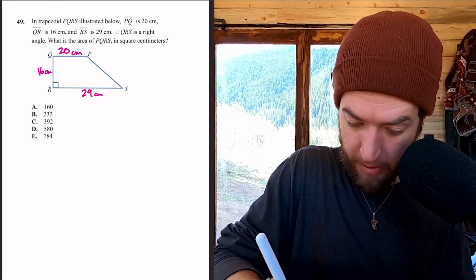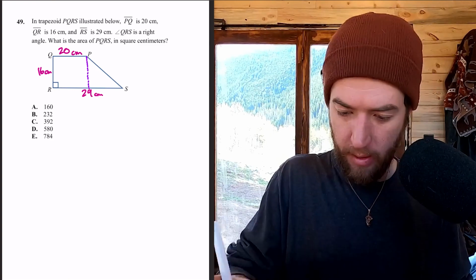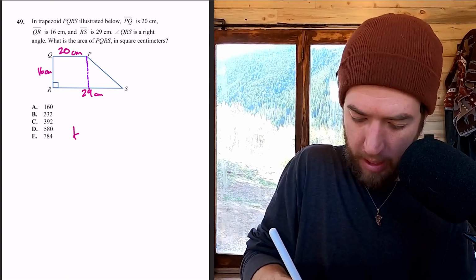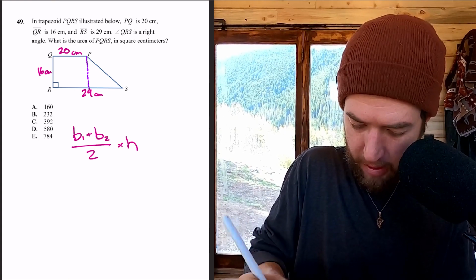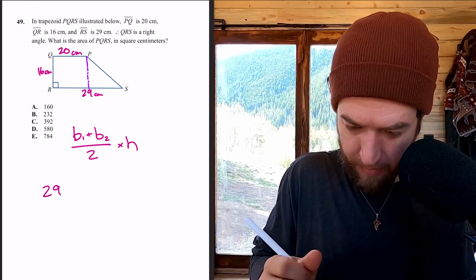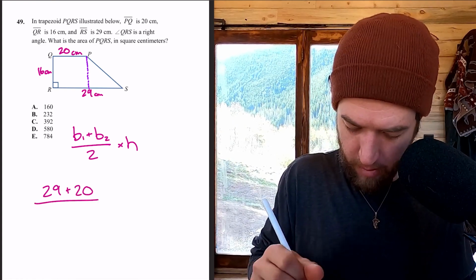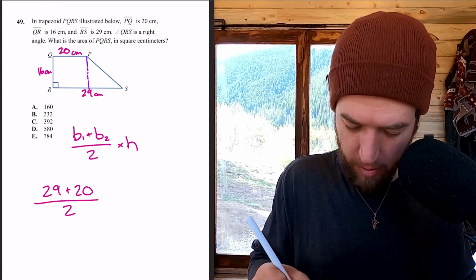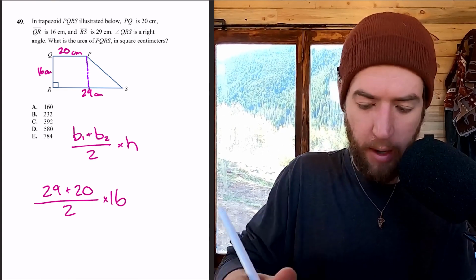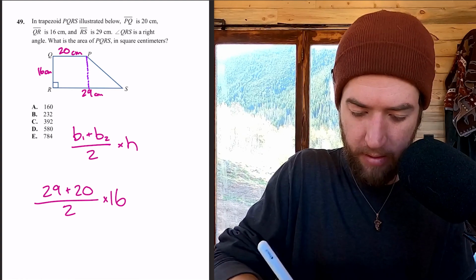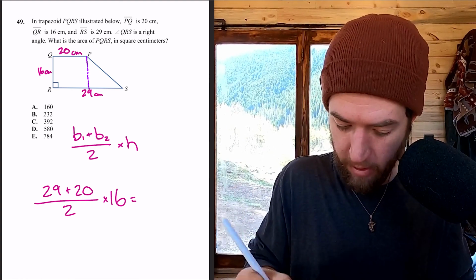Yeah, there's a fancy way to find the area of a trapezoid. Find the average of the bases, divided by 2. I mean, that's honestly maybe just the way we should go. B1 plus B2 over 2 times the height. So base 1 is 29. Base 2 is 20. Over 2, the average of those, times the height. The reason that works is because basically you're finding the area of a rectangle and a triangle. This is the faster way of doing it.